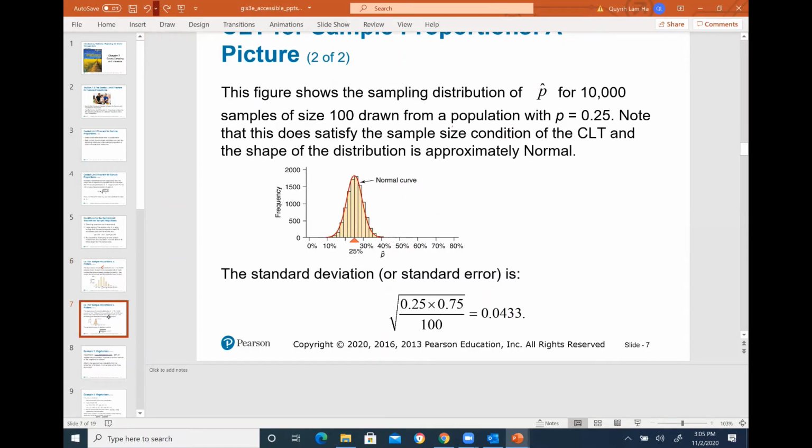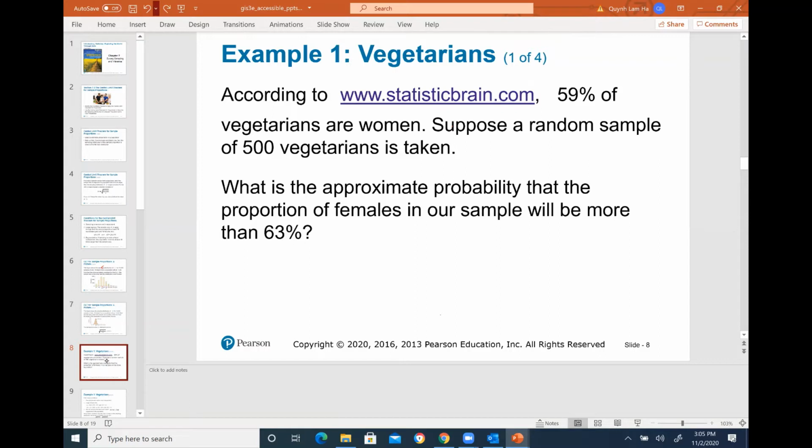Okay, so after you check that the 3 conditions are satisfied, you can find a standard error. So next, here is the example for us to do. This example is important. I think you should mark it somewhere. I'll write it down. This is the application of what we have learned from sections 1.1, 1.2, and here is 7.3. According to this, 59% of the veterans are women.